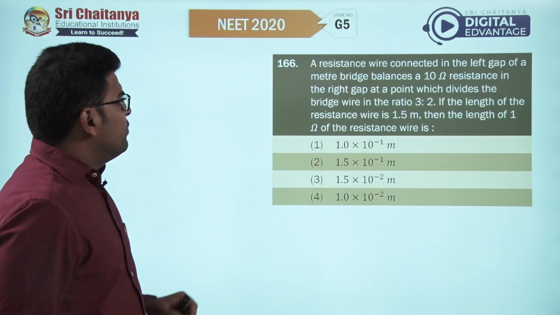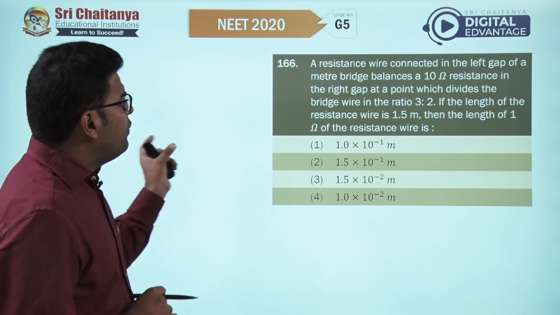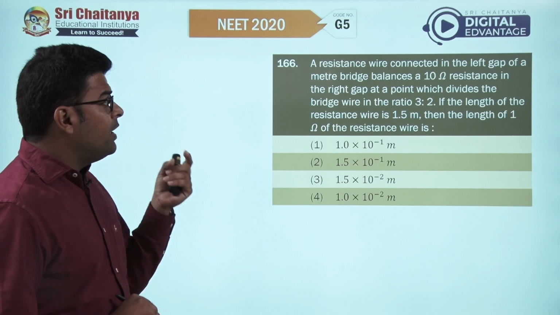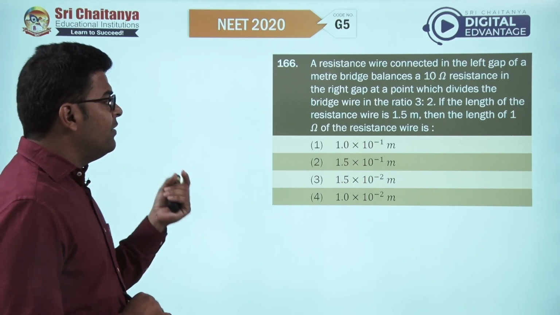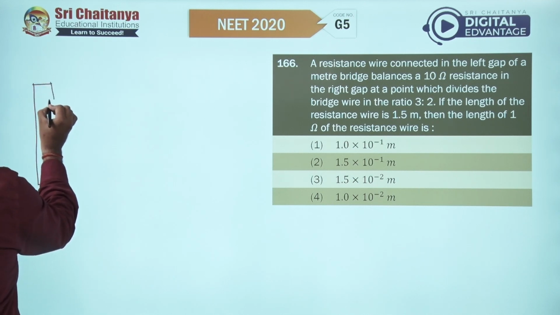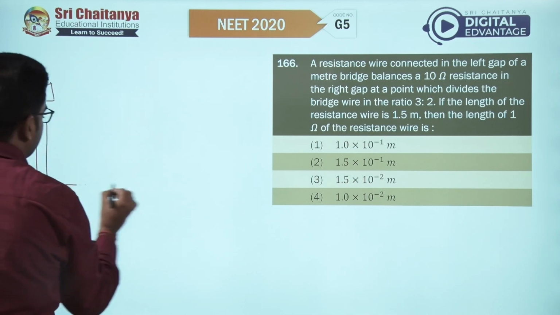Question number 166. A resistance wire connected to the left gap of a meter bridge balances 10 ohm of resistance in the right gap at a point which divides the bridge wire in ratio 3:2. So let's start visualizing this question. Here we have a meter bridge with us.